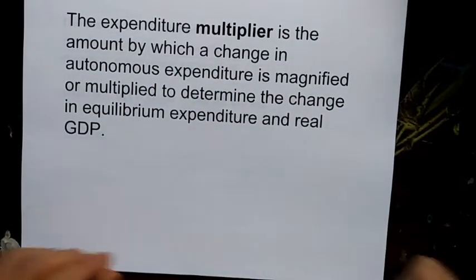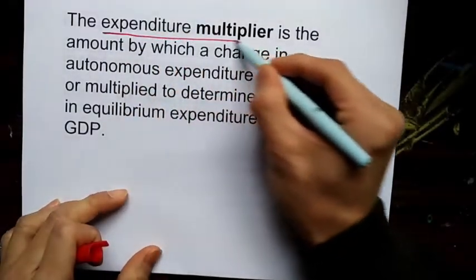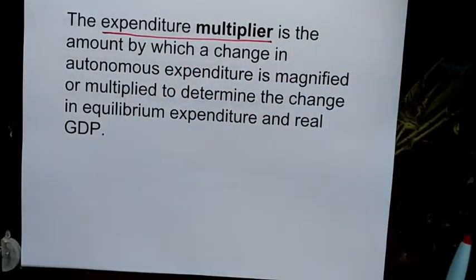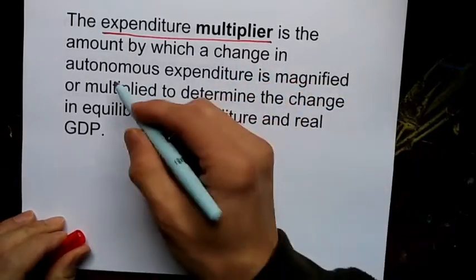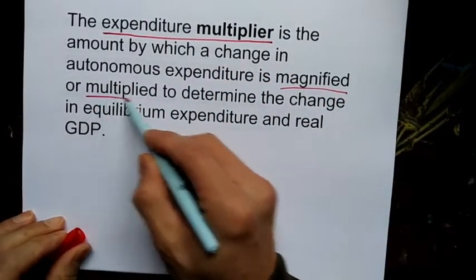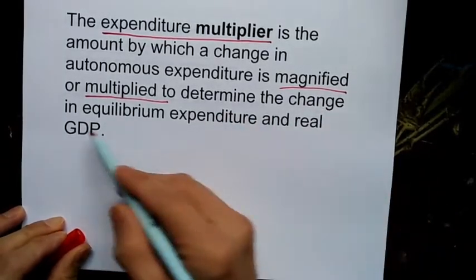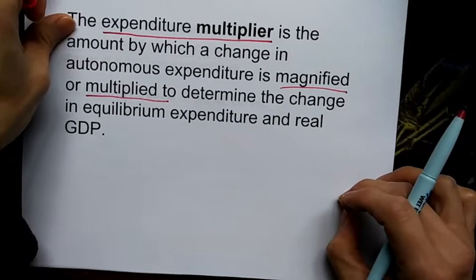How much? This is called the expenditure multiplier. The expenditure multiplier is the amount by which a change in autonomous expenditure is magnified or multiplied to determine the change in equilibrium expenditure and real GDP.